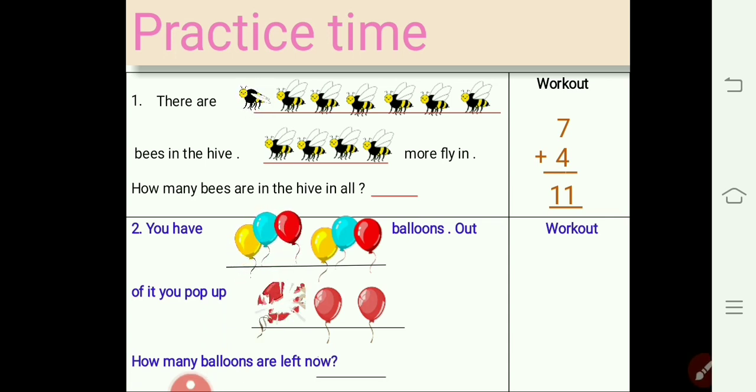Now let's see how we will do it mathematically, by using the digits. So there were 6 balloons. You were having 6 balloons. Out of 8, you popped up 3. That means it is a minus sum. So you popped up मतलब आपने burst कर दिए. So out of 6 में से if 3 burst हो गए, how many balloons are remaining? 3. So your answer is 3. So this is how we can solve the word problem.